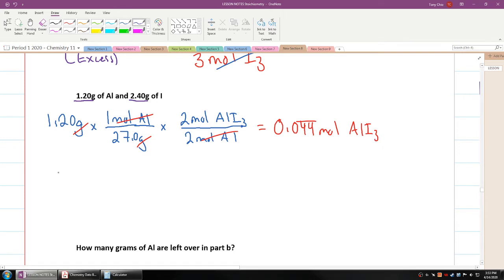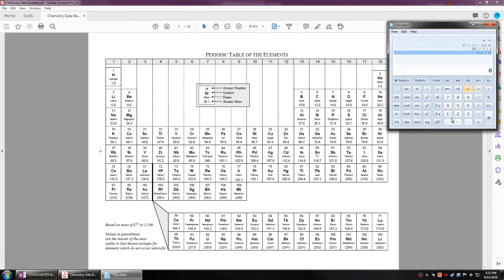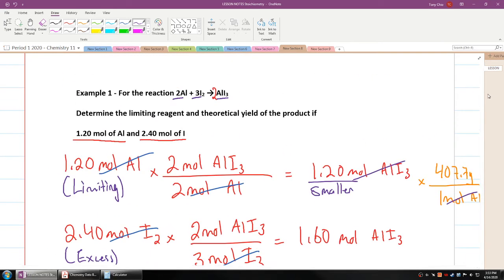If I do this now with our iodine, 2.40 grams times 1 mole of iodine over. In this case, the chemical you're dealing with is I2. So what is I2's molar mass? Well, if 1 iodine's molar mass is 126.9, I can multiply this by 2 to get 253.8. So be careful when you're doing this. It's I2, because iodine is a diatomic molecule. So that should have been I2 right here as well.